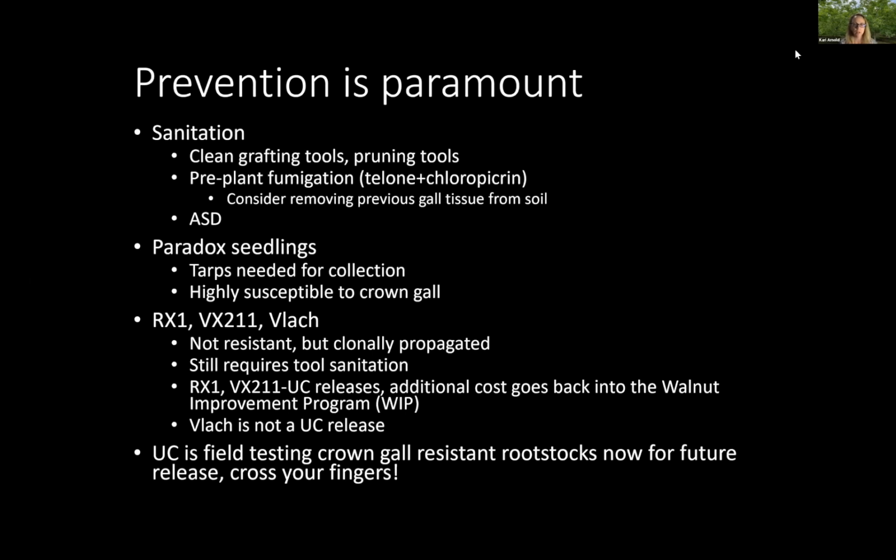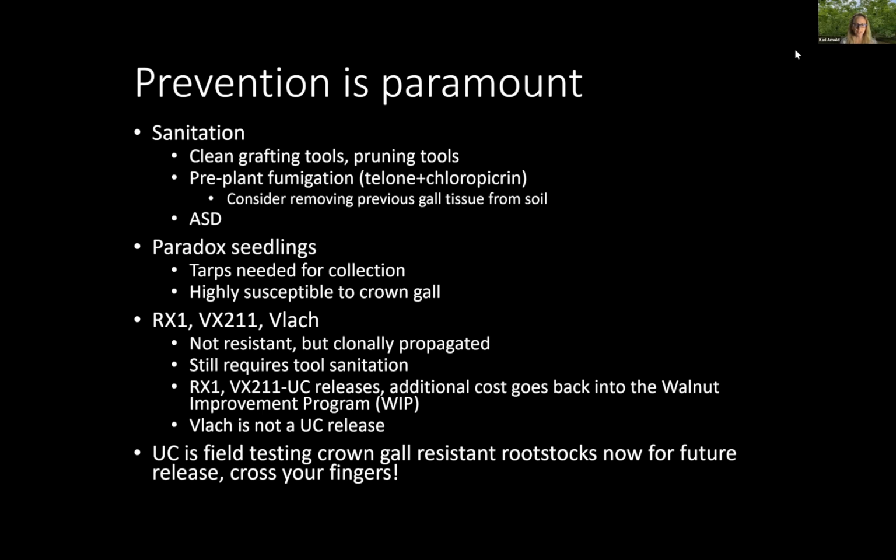That said, RX1, VX211, and Blatch still require tool sanitation. And RX1 and VX211 are UC releases, which are from the Walnut Improvement Program. If you buy an RX1 rootstock or a VX211 rootstock, you will pay a little bit extra, but that small amount of money goes right back into producing future varieties and rootstocks for walnuts. Just want to mention Blatch is not a UC release, so we can claim none of that credit. It's just a clonal rootstock that's available.